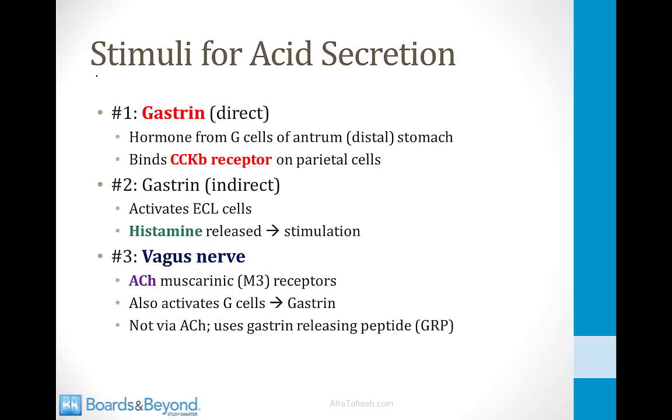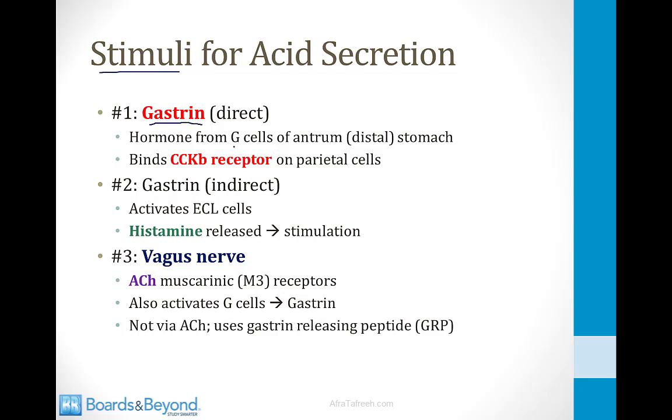It's very high yield for step 1 of the boards to know the physiology of acid secretion in the stomach. So let's start that discussion by going over the different stimuli for acid secretion from the parietal cells. The first stimulus for acid secretion is the hormone gastrin. It can directly activate the parietal cells to secrete hydrochloric acid.